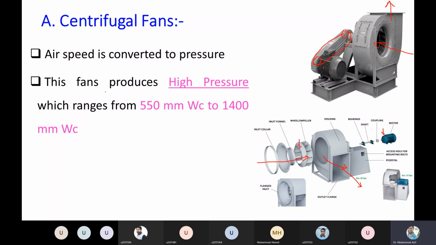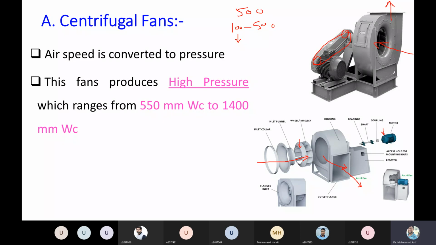In general terms, I mean, when we say centrifugal fan, they are for high pressure application. When we say high pressure, that means the pressure above 500 millimeter of water column. The medium pressure is between 100 and let's say 500, and the low pressure means less than 100 millimeter of the water column, right? So in general terms, the application of the centrifugal fan is for high pressure, right?